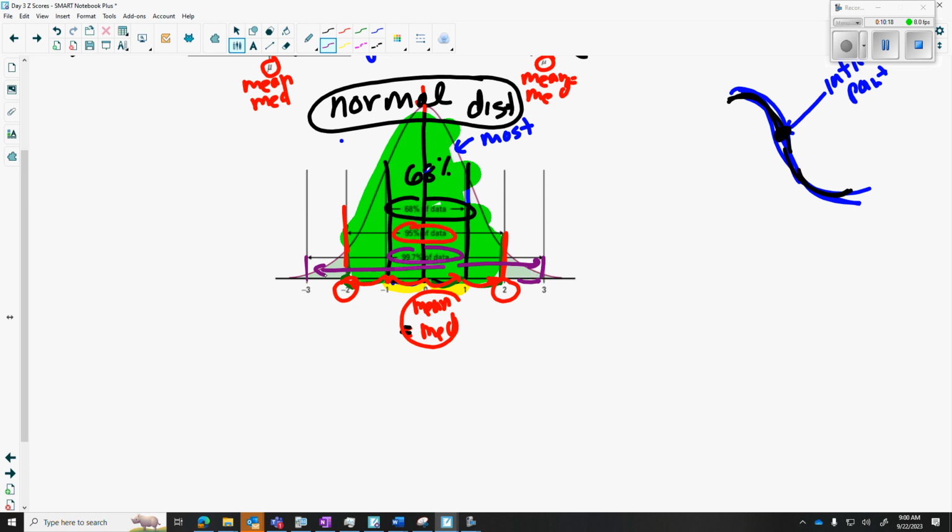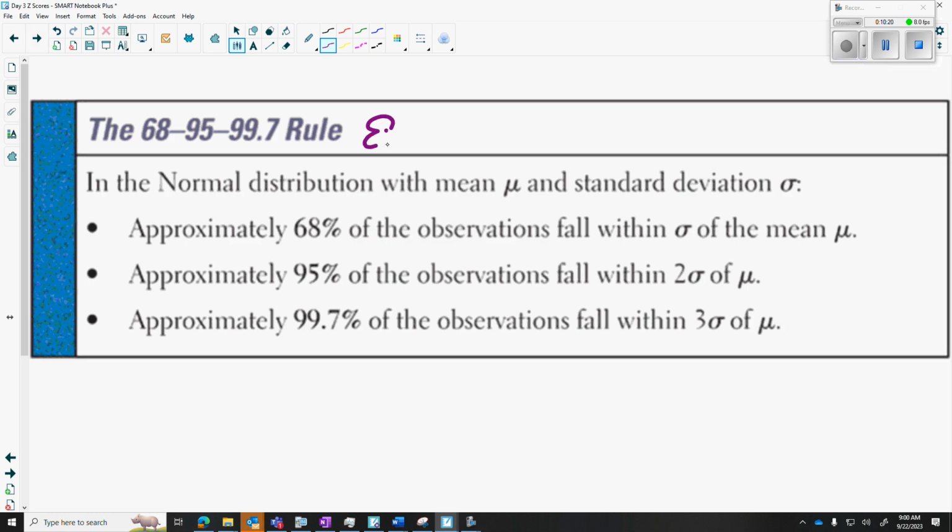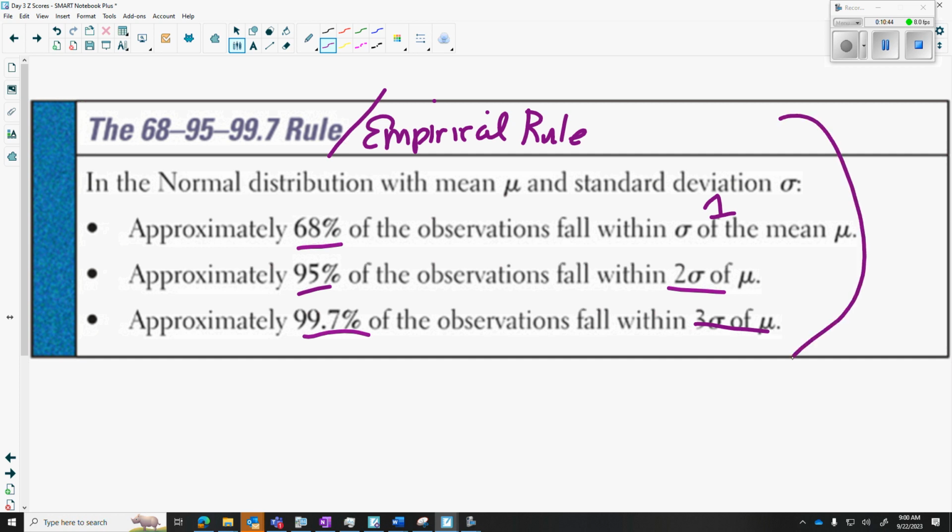So that is what the empirical rule says. This is the empirical rule. Another name for it is the 68, 95, 99.7 rule. It says if something is normally distributed with a mean mu and a standard deviation sigma, about 68% of the scores lie within 1 standard deviation of the mean, about 95% lie within 2 standard deviations of the mean, about 99.7% of the scores lie within 3 standard deviations of the mean. If this is true or approximately true, then the data is normal or approximately normal. If it is not met, then the data is not normal.